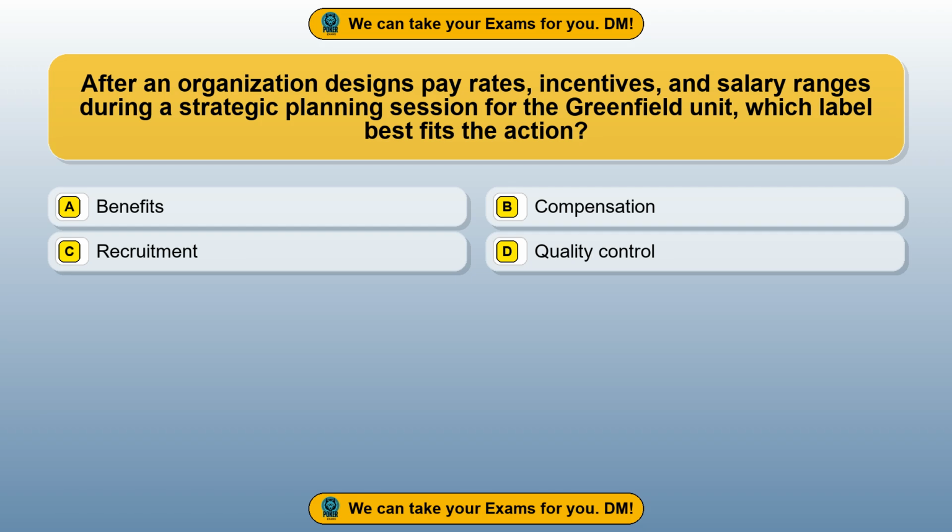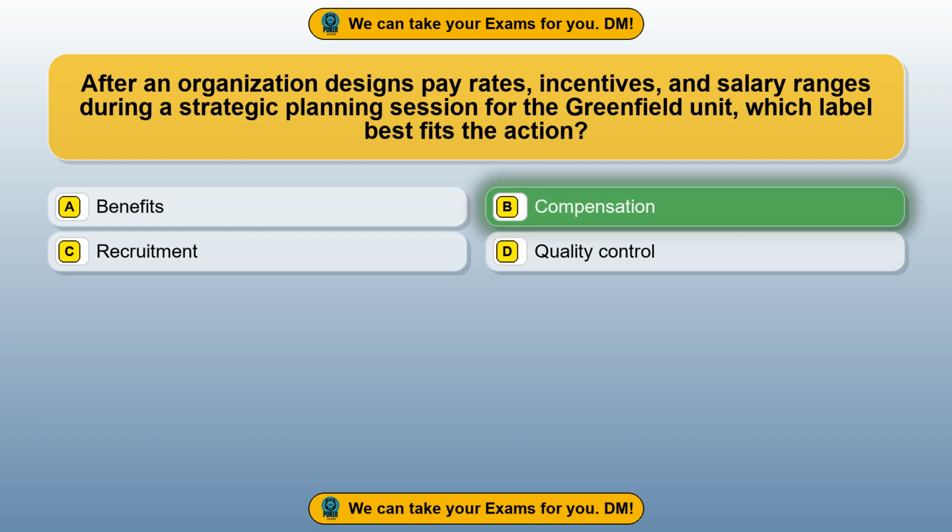After an organization designs pay rates, incentives, and salary ranges during a strategic planning session for the Greenfield unit, which label best fits the action? Option A, benefits. Option B, compensation. Option C, recruitment. Option D, quality control. The correct answer is option B, compensation.